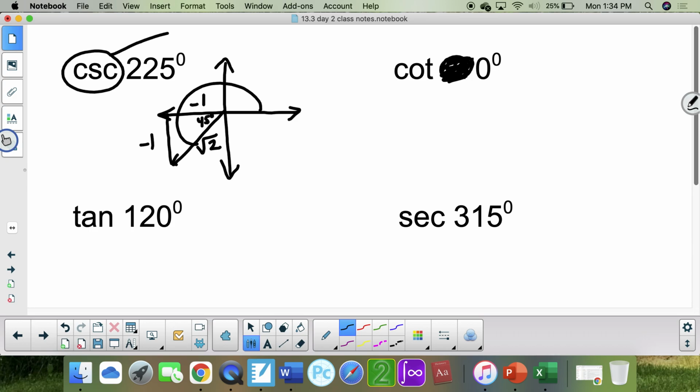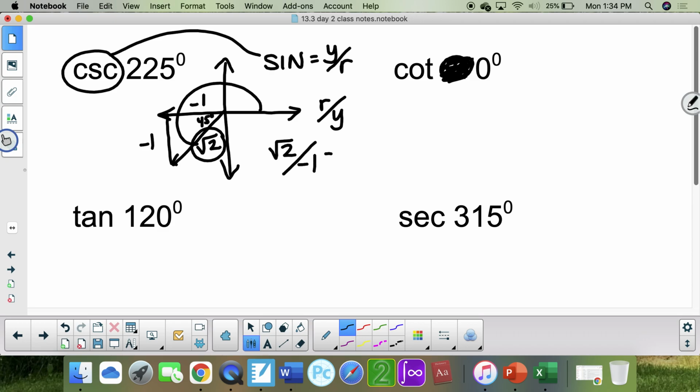This is the reciprocal of sine. And sine is y over r, so it's going to be r over y. So the r in this problem is √2, and the y in this problem is a -1, which ends up being a negative √2.